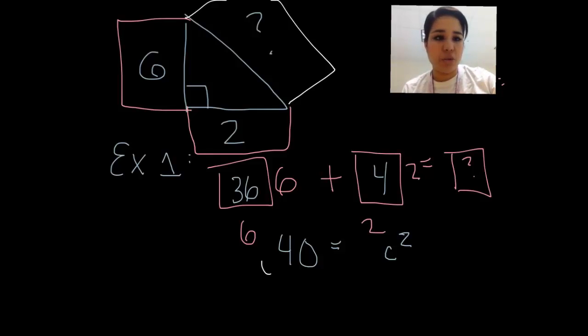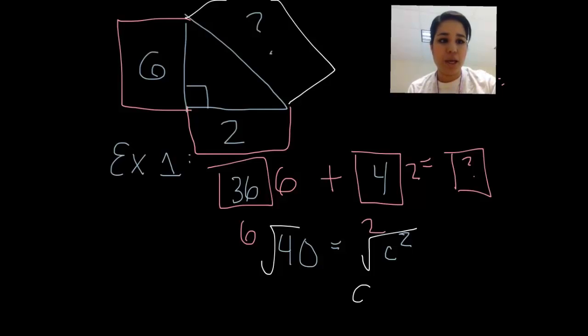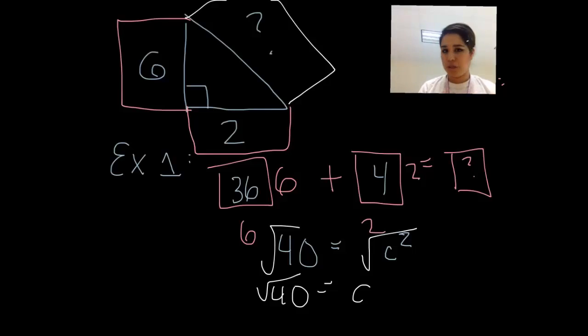So that's what we're going to do. If I get the square root from both sides, I can find what C is. C is going to be the square root of 40. Now, of course, I don't expect you to solve this out by hand. You could do this in your calculator, and you can find what the square root of 40 would be.